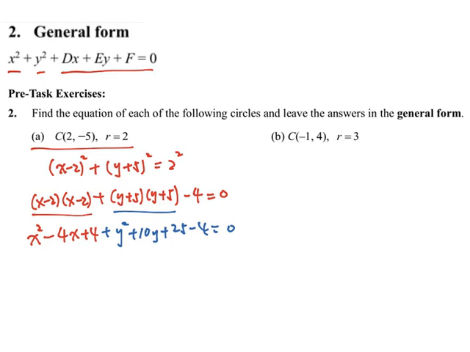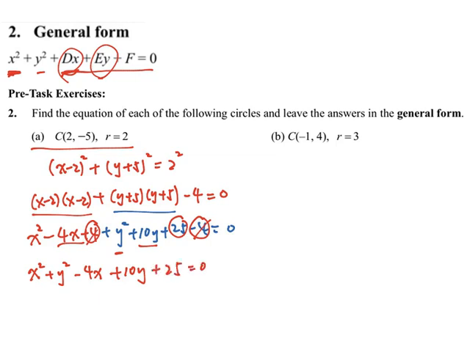Then we can simplify. So x squared first, and then y squared. And then you see the x term, negative 4x here, and then the y term, plus 10y. And then finally the numbers: 4, 25 minus 4. You can see the 4 cancels, so it remains 25. So it is the answer of the general form.